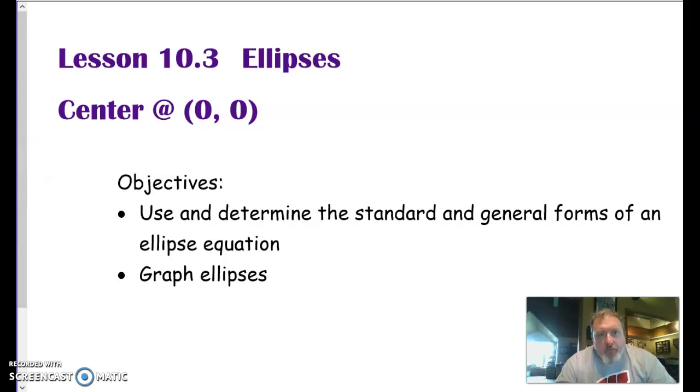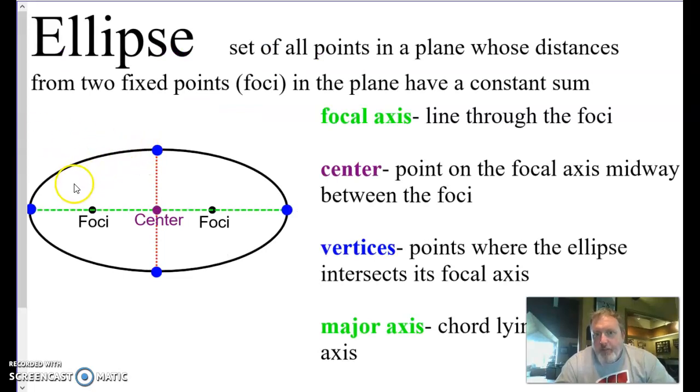So a couple background terms here before we get rolling. This is a very basic ellipse. It's a set of all points whose distance from two fixed points, called foci, have a constant sum. So you'll see these points here. These are called the foci. And what they're talking about, that constant sum, let me just show you the next slide real quick.